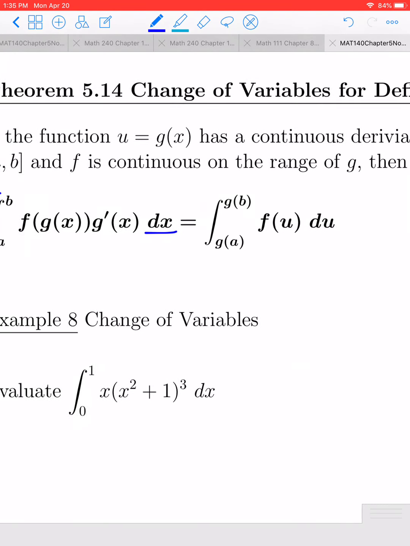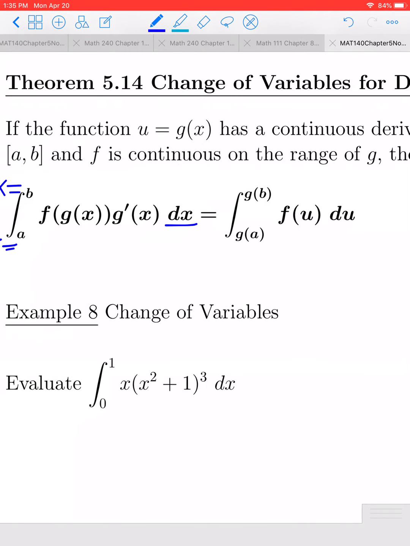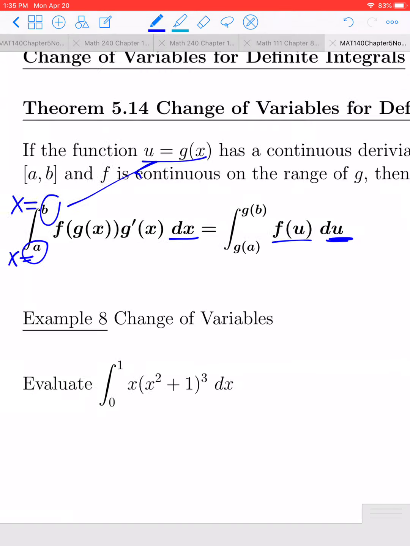When we do a change of variables, it affects our definite integral as we've done before in terms of the u substitution, but the bounds are also going to change. We now need bounds with respect to the variable u. To find them, all you need to do is plug your bounds for x into the substitution equation, and the new bounds go from g of a to g of b.